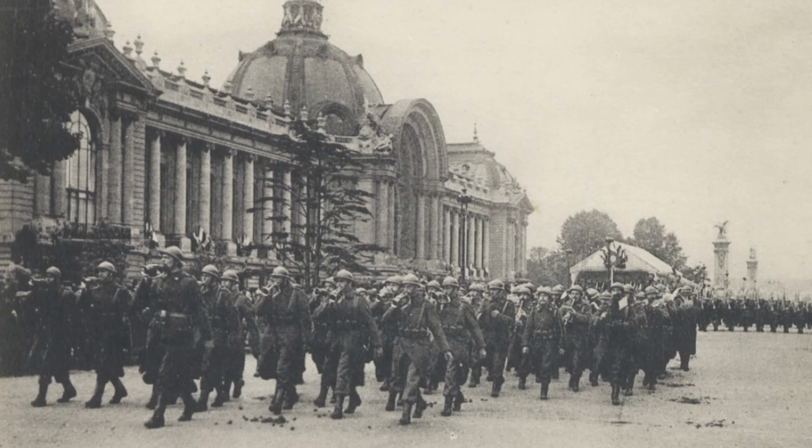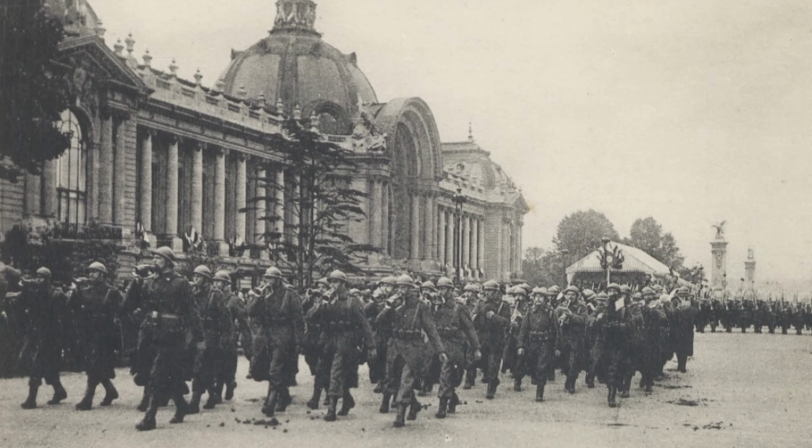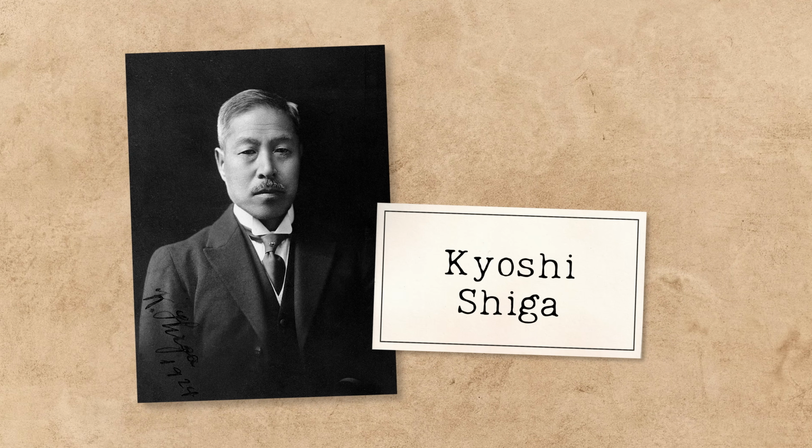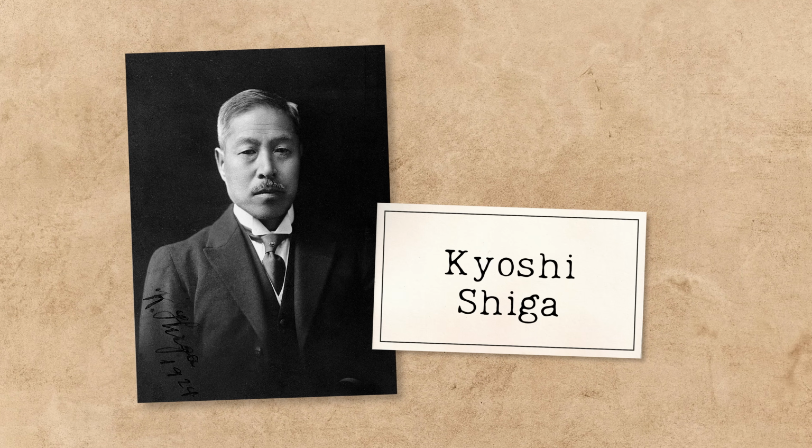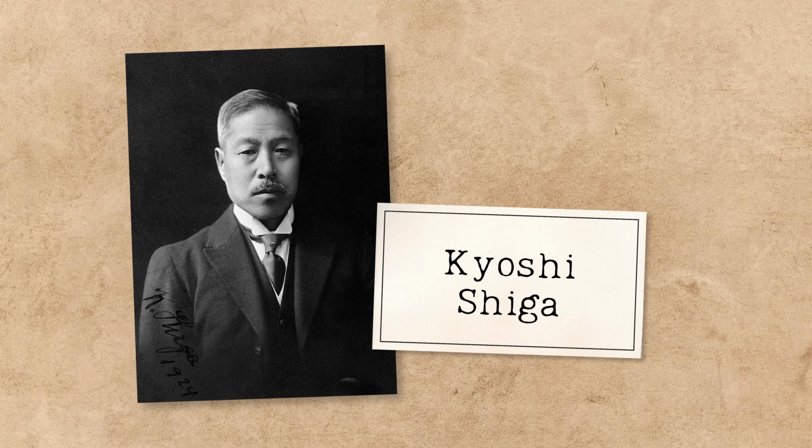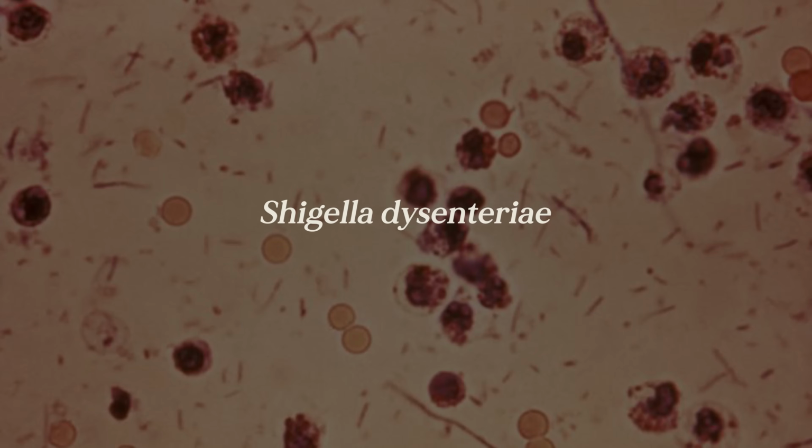But when World War I started, they sent him to treat troops stationed outside of Paris. And while he was there, he got a lot of experience treating dysentery. Now, historically, dysentery had been used as a catch-all term for intestinal inflammation, but in 1898, a Japanese scientist named Kiyoshi Shiga identified the cause of dysentery, a bacillus that he named Shigella dysenteriae.